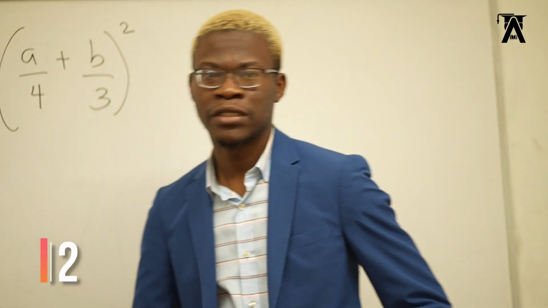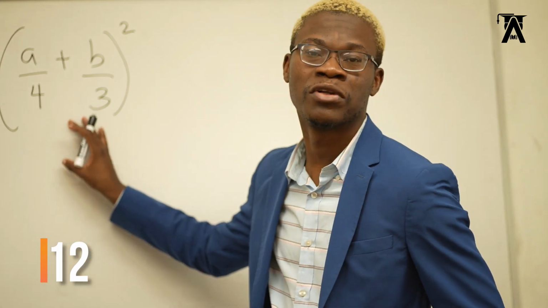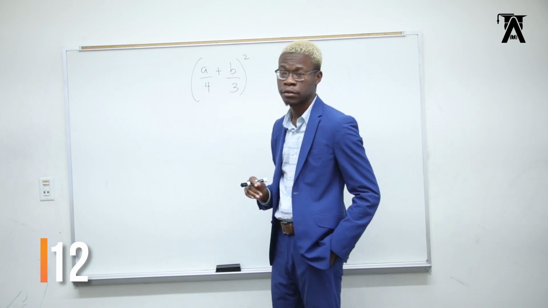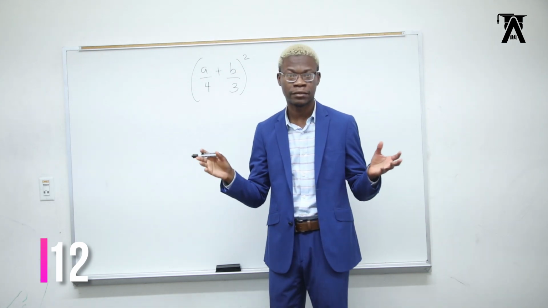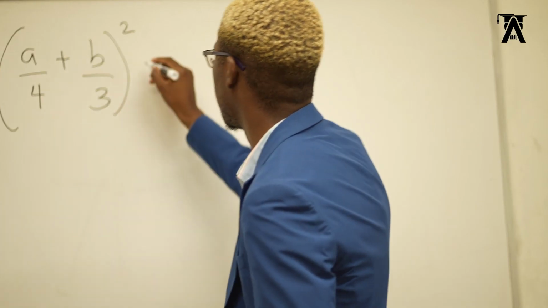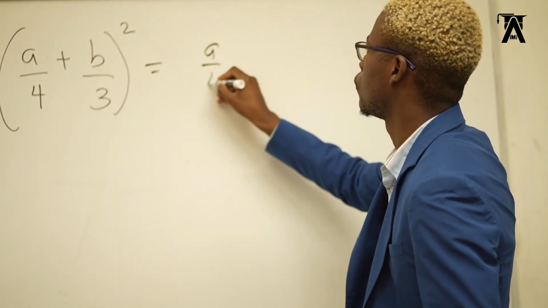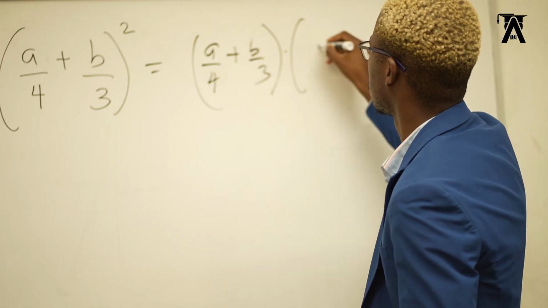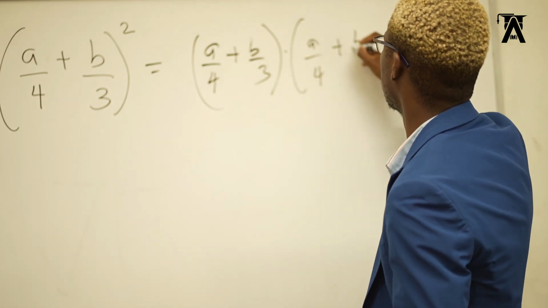This is question 12, and in question 12 we're asked to simplify this expression: a/4 plus b/3 squared. All right, so what we do is we expand. All right, so we go ahead and do that. This means a/4 plus b/3 times a/4 plus b/3.